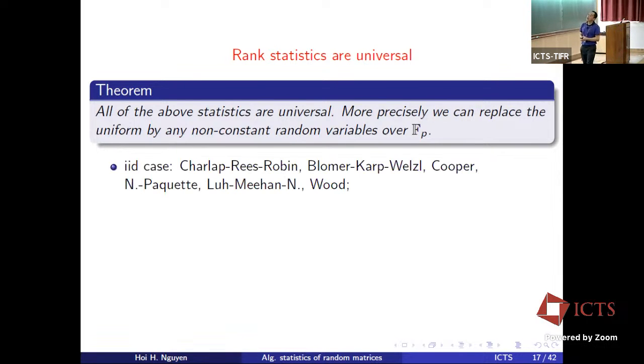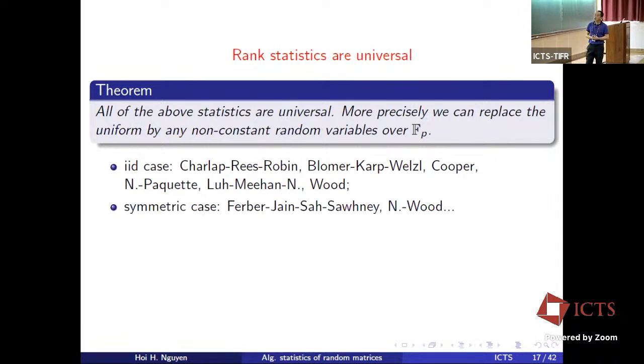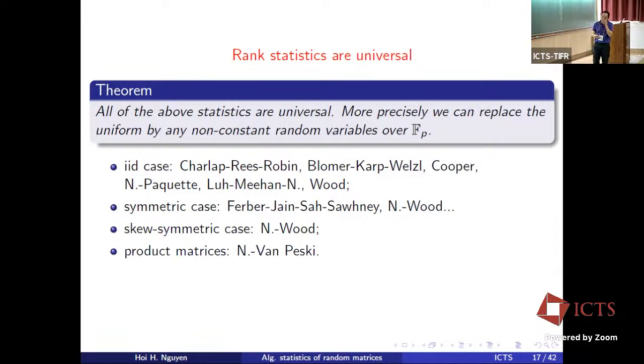For the case of IID entries, people studied in the 90s, combinatorialists such as Charlotte, Rees, Rubin, Plummer, Karp, Guerzo, Cooper, where they fix P. And myself and Elliot and Lou, Mihan, and Wood. In the symmetric cases, it's studied by Ferber, Chen, Sarsone, myself, and Wood, and the symmetric, anti-symmetric cases, and the product matrices cases by myself and Van Persky.